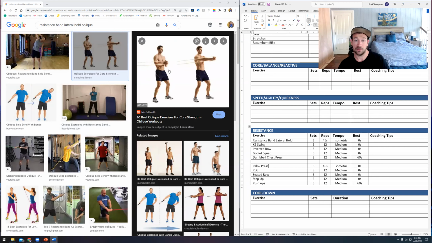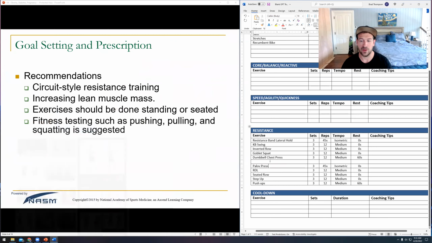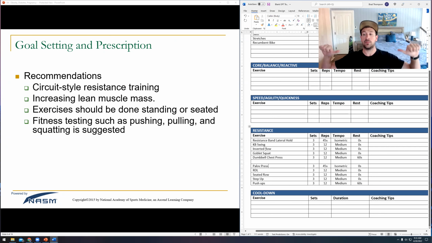Right? And the Pavlov press is another really good one where, again, you hold, but you're just moving your arms, but the band's going this way. So it's trying to twist, and I'm resisting that twist, right? Kettlebell swing, that's nice and upright. I love that one. I think that's great. Inverted row, that's upright. They're literally going to walk under a bar and pull themselves up. So that's very good. Goblet squat, that's very upright.